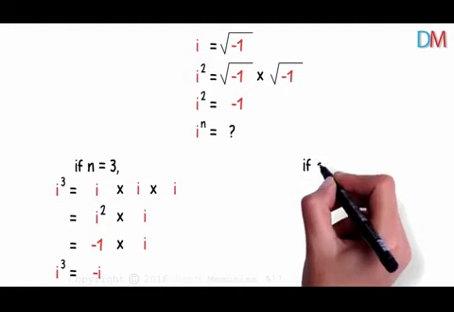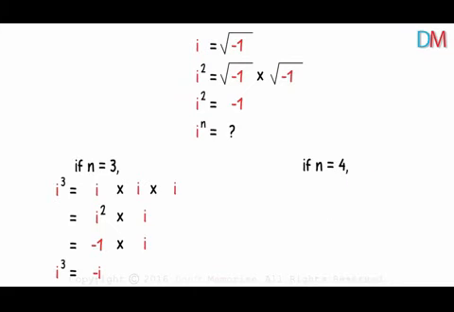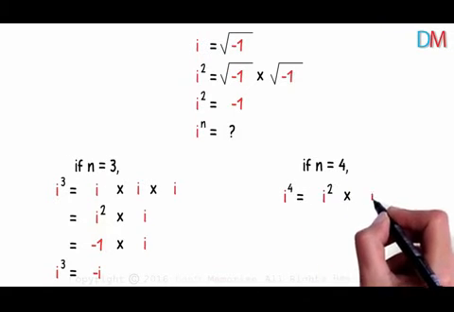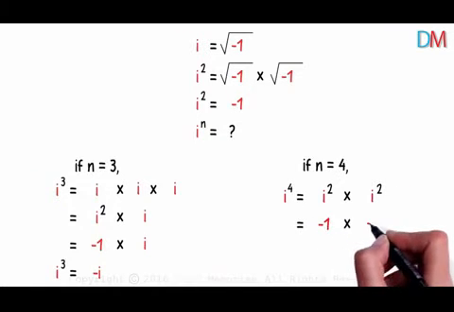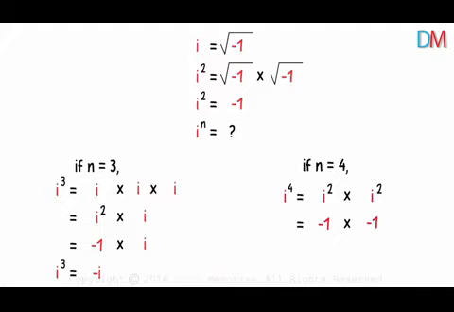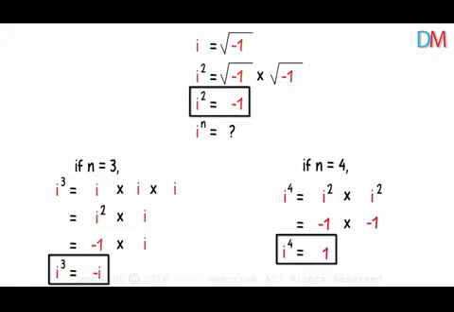You can now similarly work out the fourth power of i. The fourth power of i can be written as i squared multiplied by i squared. This is nothing but negative 1 multiplied by negative 1. And we already know that negative 1 multiplied by negative 1 is 1. Hence the fourth power of i is just 1. So i squared is negative 1, i cubed is negative i, and the fourth power of i is 1.